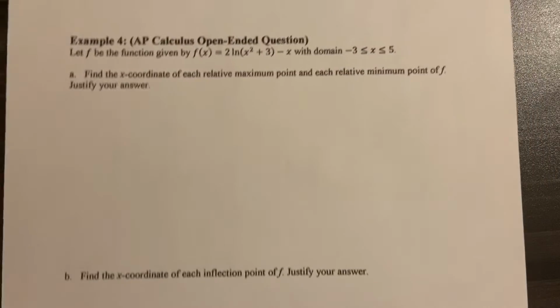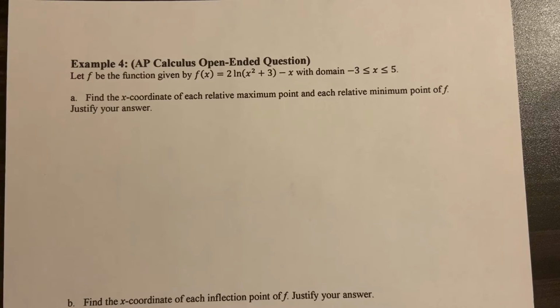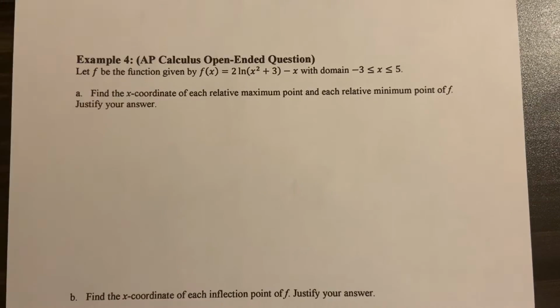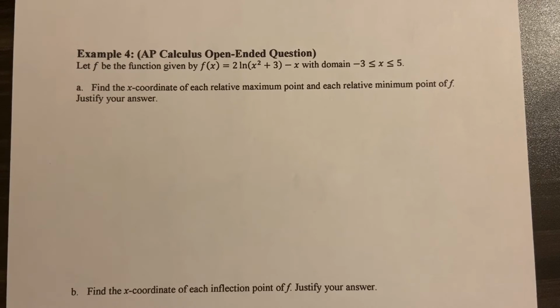So one more example. Now this was an actual exam question that I pulled, and it's kind of detailed, so don't write big when you're copying the notes. If you printed them, if you have a notebook, obviously it doesn't matter. It says, let f be the function given by f of x equals, and then they give us that. And then they give us a domain. So they first want us to find the x coordinate of each relative max point and each relative min point.